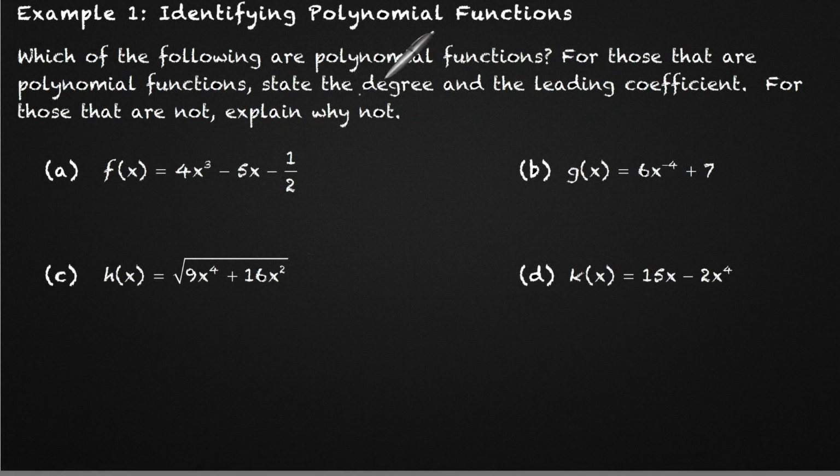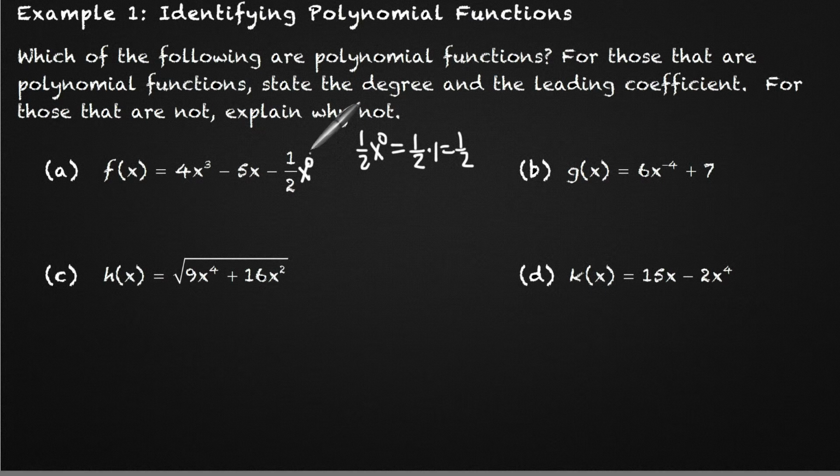Which of the following are polynomial functions? For those that are polynomials, state the degree and the leading coefficient. For those that are not, explain why not. Here we have 4x to the third minus 5x to the first, and I'm going to go ahead and add 1/2 x to the 0. The reason is because anything to the 0 power is 1. So 1/2 times x to the 0 is the same as simply 1/2 times 1, or just 1/2.